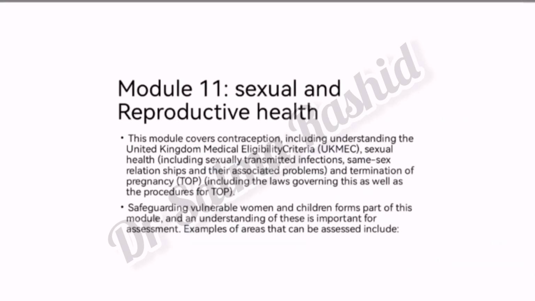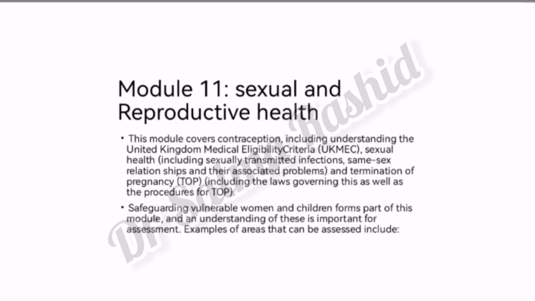Module 11 is related to sexual and reproductive health. This module covers contraception, including understanding the United Kingdom Medical Eligibility Criteria (UKMEC), sexual health, including sexually transmitted infections, same-sex relationships and their associated problems, and termination of pregnancy, including the laws governing this as well as the procedures for termination of pregnancy. Safeguarding vulnerable women and children forms part of this module, and an understanding of these is important for assessment.